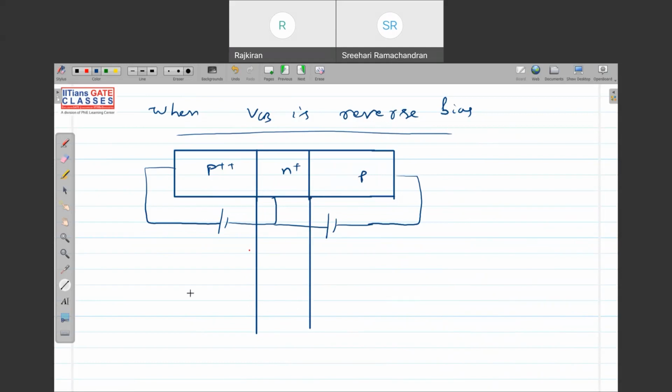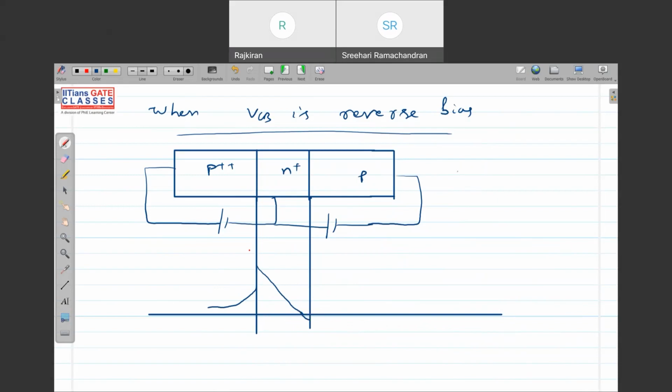it will be like this only, no change. Since it is a reverse bias, right? In reverse bias, what is the concentration here? It will be a little bit negative. Okay. So the slope is almost similar.